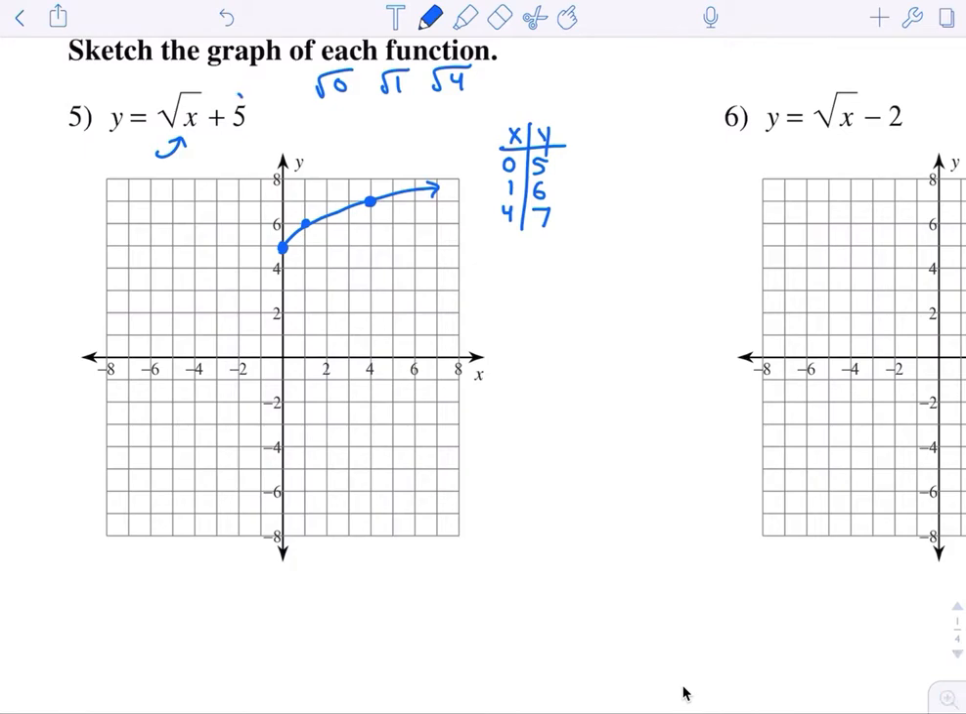Now, if you were to use your transformation for even more emphasis, isn't that just up 5, right? Parent function. If this was the parent function right here, right?